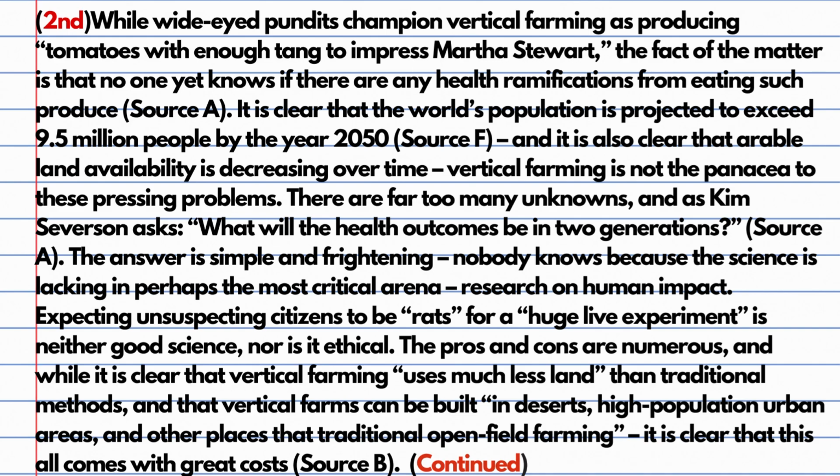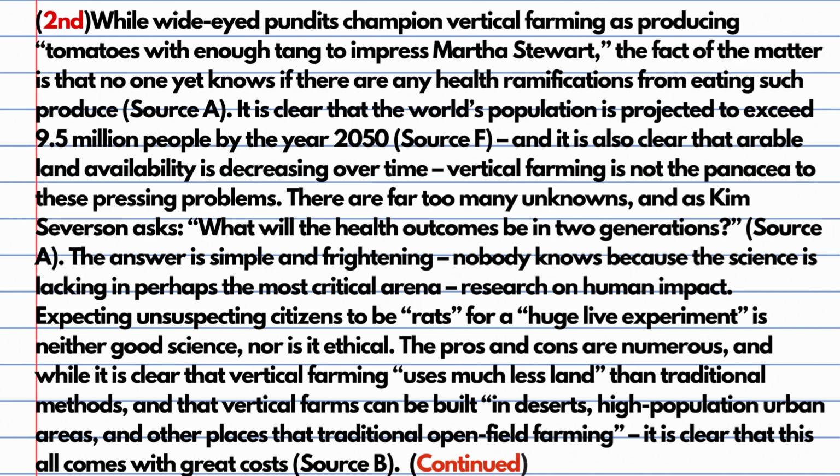The pros and cons are numerous, and while it is clear that vertical farming uses much less land than traditional methods, and that vertical farms can be built in deserts, high population urban areas, and other places that traditional open field farming, it is clear that this all comes with great cost. Source B. So you can see here, I love when students do this.